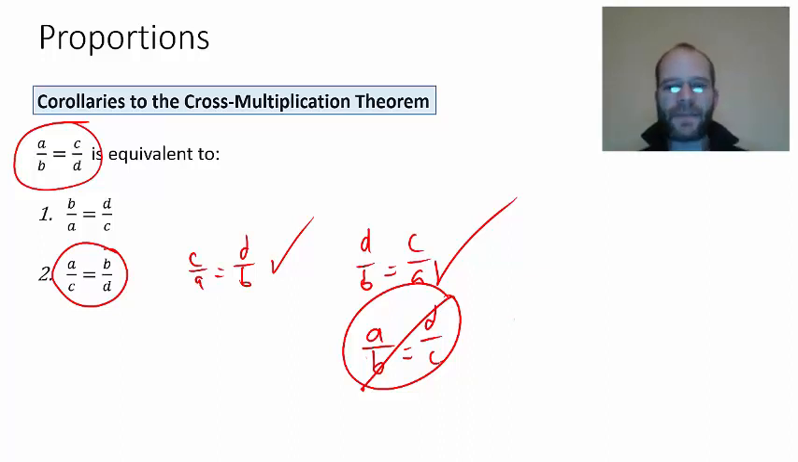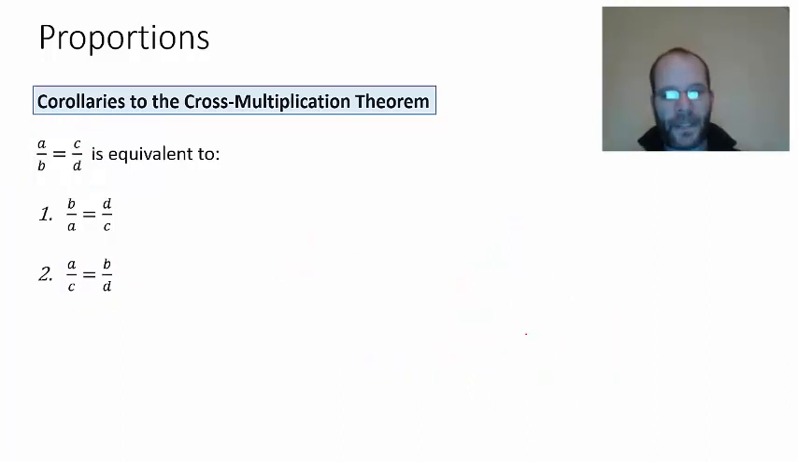Okay? Likewise, we cannot say that A over D equals C over B. What happened there? I switched an extreme with a mean right there. That doesn't work. Can't do that. Anything else we can do with a proportion? Yes, one final thing we need to look at.